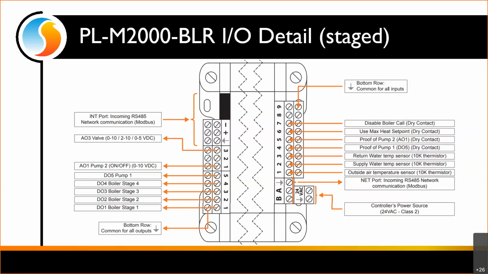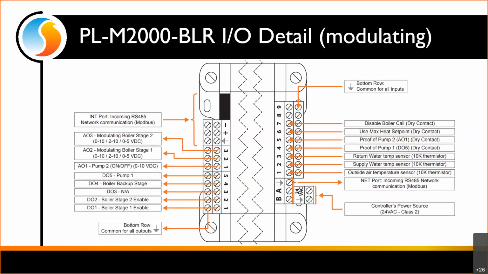So then we don't use analog output 2, and analog output 3 is then designated for that valve if we have the modulating mixing valve. So again, this is the staged layout. Now watch our change closely when we move to the modulating, and we're going to see none of the inputs changed, only the outputs changed.